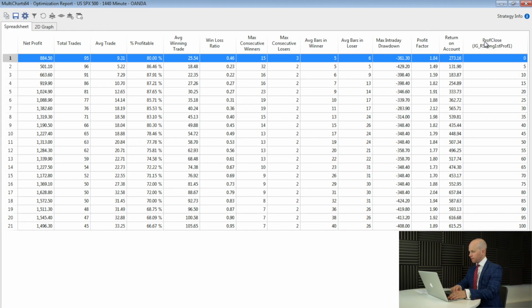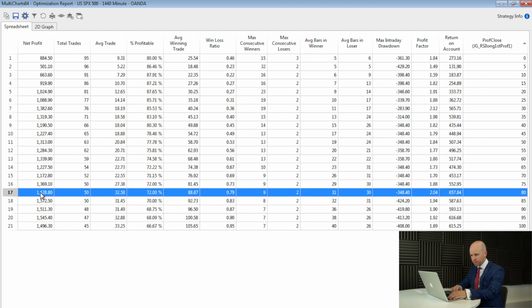And we can see this column is profitable close. This is the amount of ticks we have to be in profit before we exit. Now you can see there's lots of different options that we can use here. As the amount of ticks in profit increases, generally so does the net profit. It actually maxes out about here, about 80 ticks in profit.